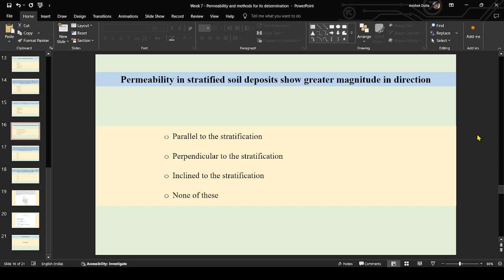I will repeat the question. Permeability in stratified soil deposits show greater magnitude in direction. First option, parallel to the stratification. Second option, perpendicular to the stratification. Third option, inclined to the stratification. Last option, none of these. Okay. Next question.